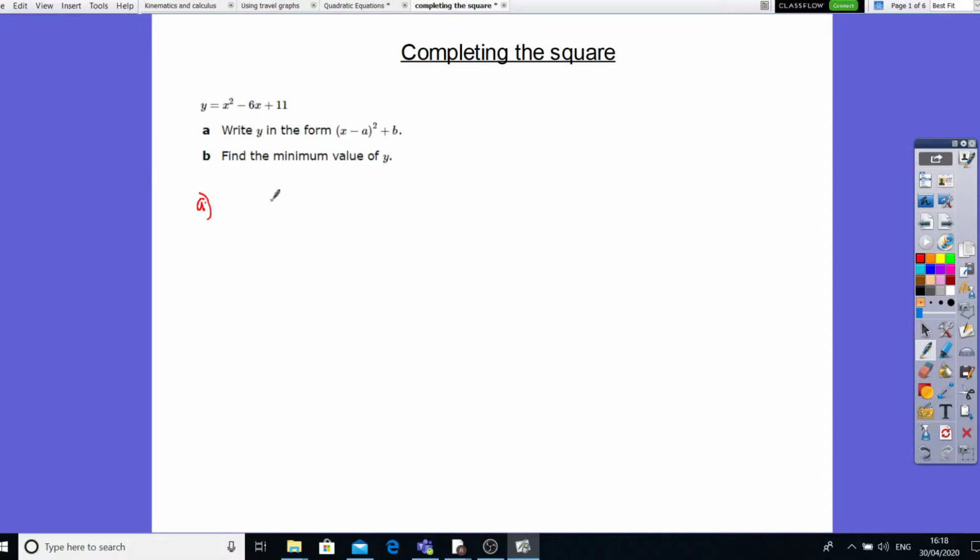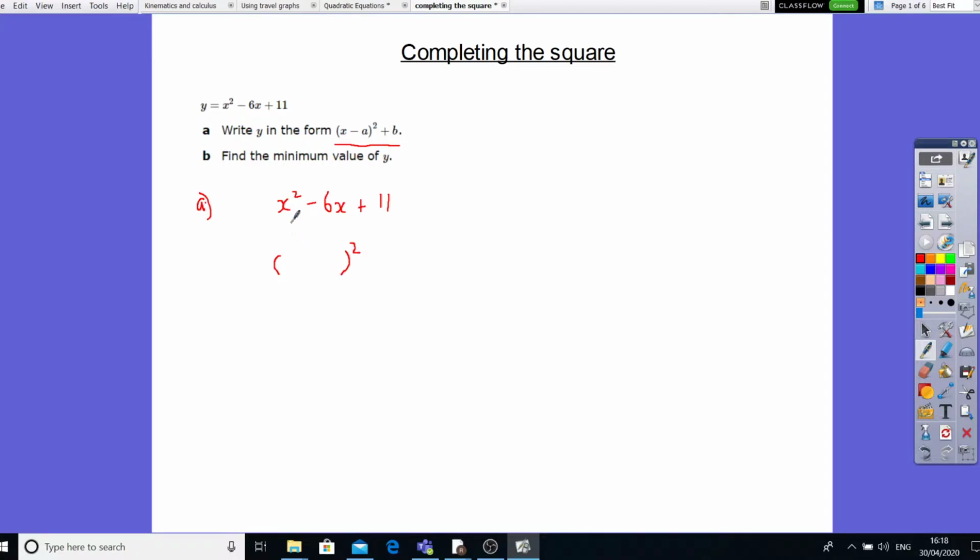Let's just first write down x squared minus 6x plus 11. Now, we want to put it in this completed square form. So the first thing we must always do is open up a bracket with the square outside. Okay, and now we've got a bracket with the square outside, and we're going to complete this square.